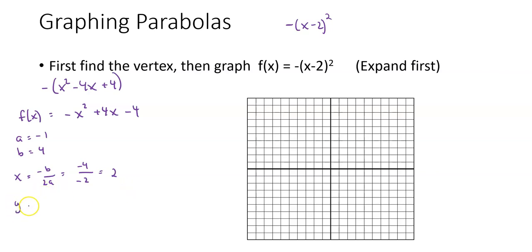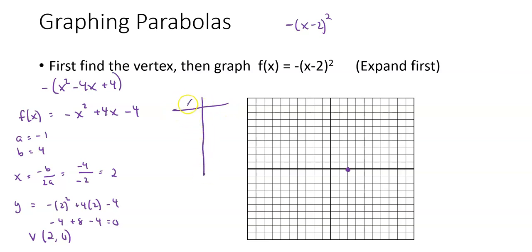What's my y-coordinate then? My y-coordinate is going to be the opposite of 2 squared plus 4 times 2 minus 4. So 2 squared is 4, so I get a negative 4 plus 8 minus 4, which is just 0. So it turns out that the vertex is at 2, 0. There's 2, 0. Let's plot some points on either side.